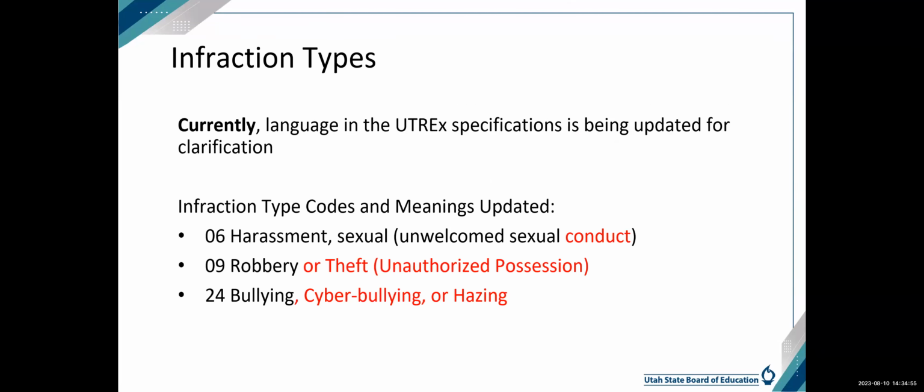So for the infraction types that you can put into UTREX, currently, language in the UTREX specifications is being updated for additional clarification, especially since some LEAs have reached out to us. So for number 6, harassment, sexual is going to be updated to also say unwelcome sexual conduct at the end. Number 9, robbery or theft, meaning unauthorized possession. And then bullying, cyberbullying, or hazing for number 24. And particularly the latter one's going to be important, so I'll talk about that on the next slide.